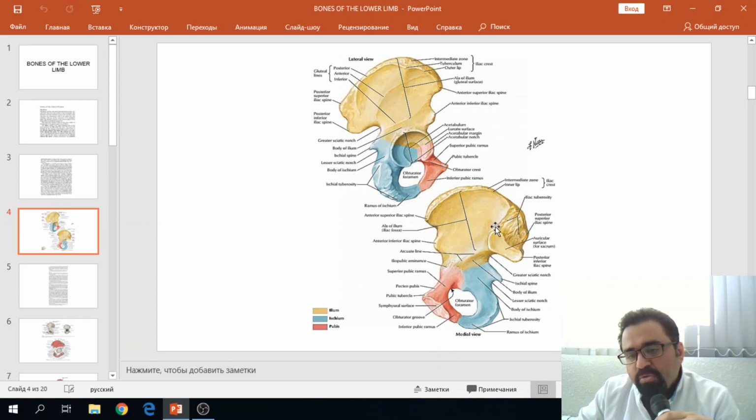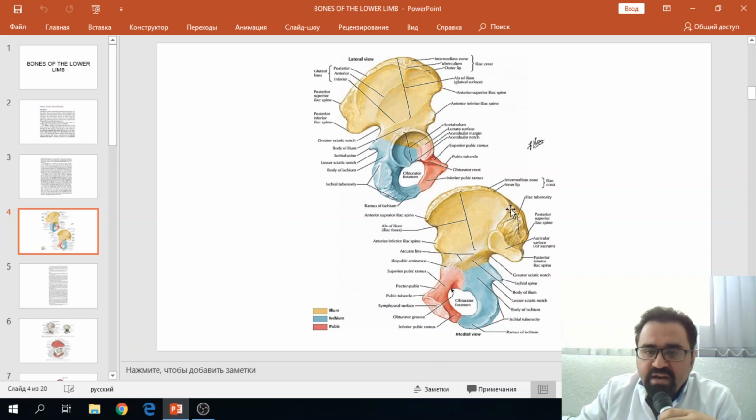And on the articular surface, the medial surface, we have the iliac tuberosity, and then there is the articular surface for the sacrum. And extended from the posterior border of this ala of the ilium, we have this arcuate line which is coming down towards the pubis, and it ends at the pubic tubercle. This is the arcuate line.